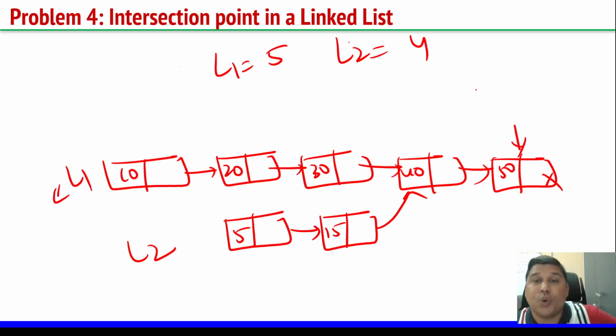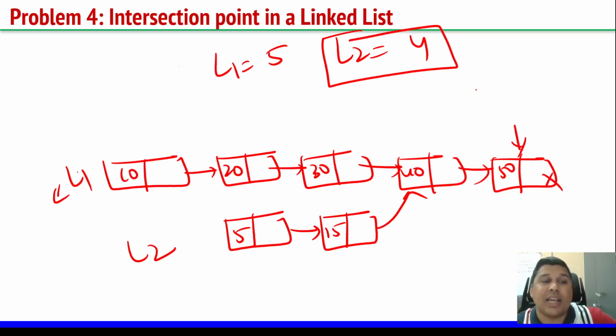Now you take this L2, that is 4. L1 is larger, I came to know. Okay, fine. After that, you take the length of L2, that is 4. This L1 you traverse 4 times. See, 1, 2, 3, 4. Okay, you traverse 4 times.